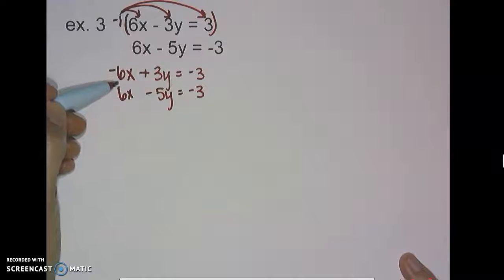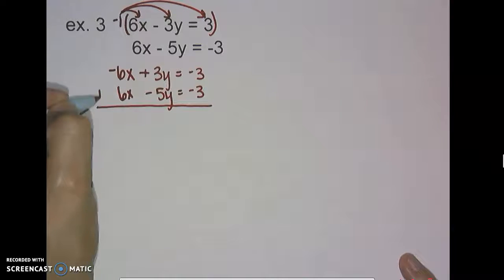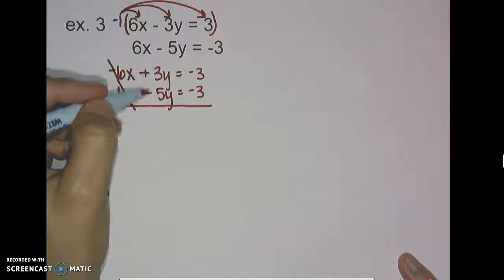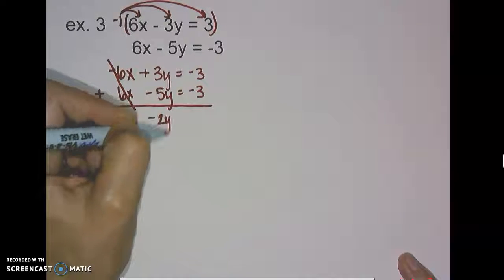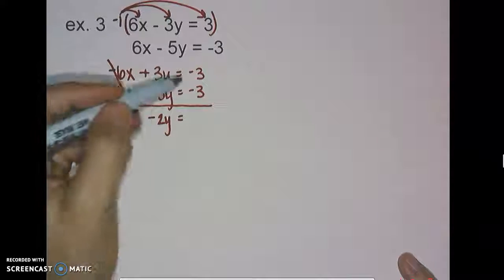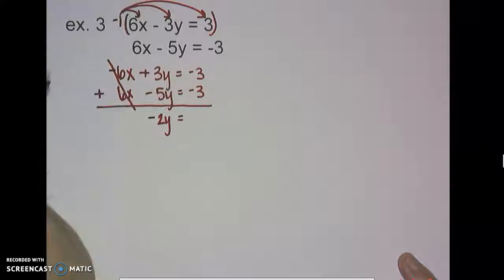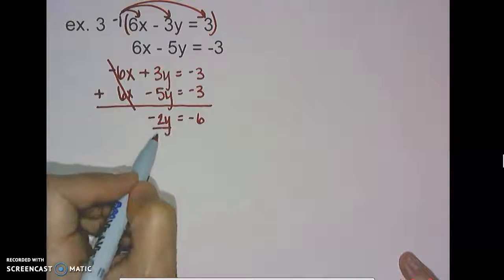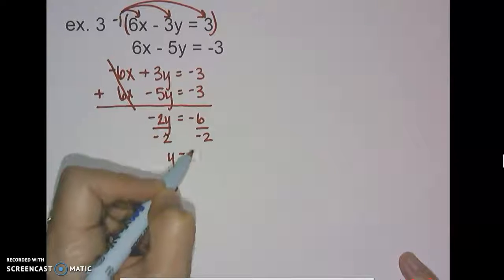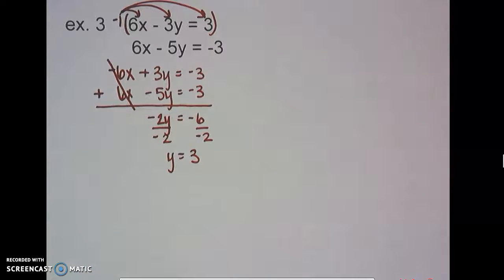Now we have the same coefficient, one positive and one negative, so we're ready to add our equations together. When we do that, the x's eliminate. Combining those or adding those, 3y and -5y, we get -2y. -3 minus 3 is a -6. To get y by itself, we divide by -2, and that tells us that y is a positive 3.